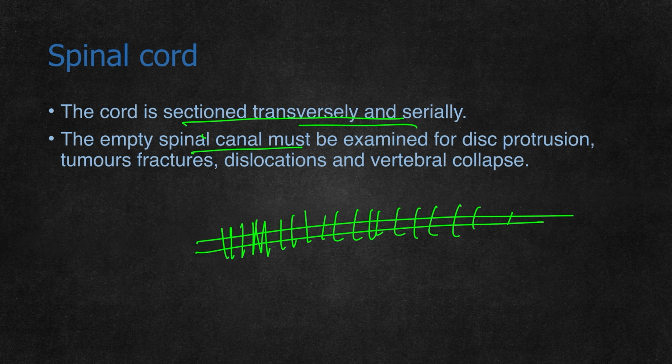Then the empty spinal canal has to be examined for the presence of disc protrusions, tumors, fractures, and dislocation of the vertebral column. If a fracture is present, it has to be elicited. If any abnormalities are present like dislocation or collapse, they have to be looked for. So that completes the dissection of the head and neck.